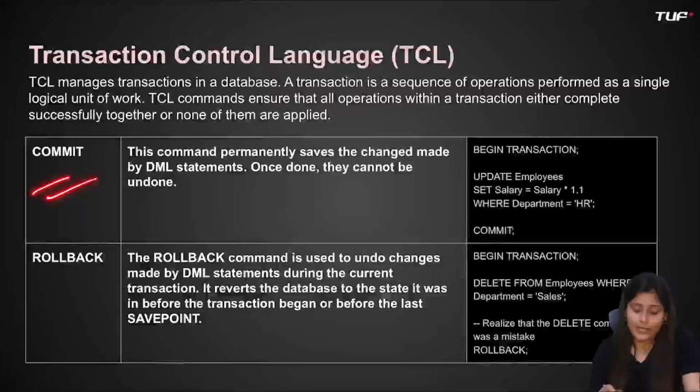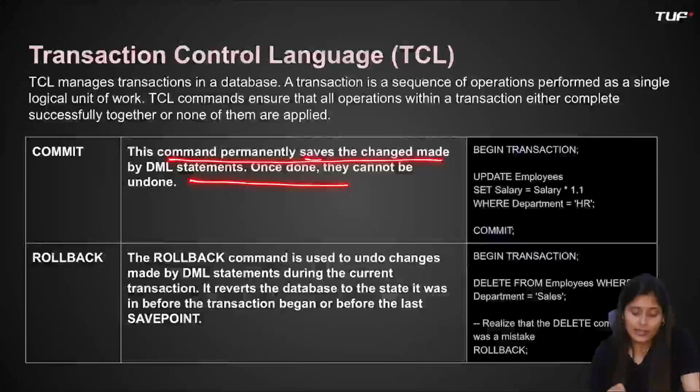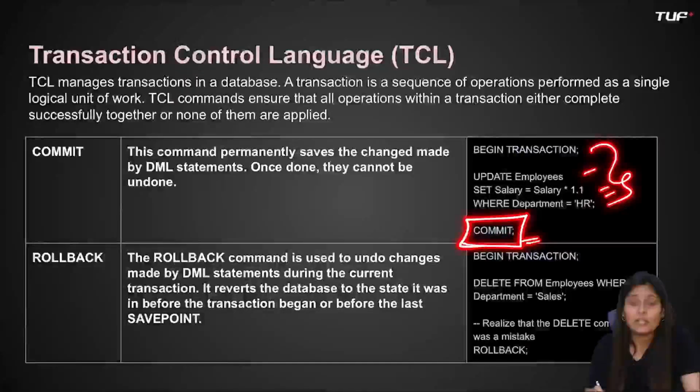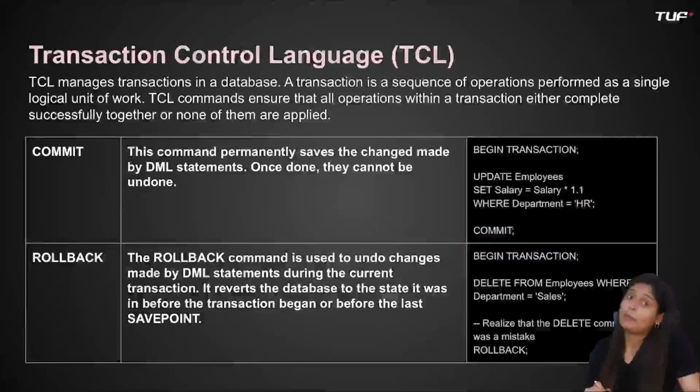First is commit. This command permanently saves a change made by DML commands, and once committed it cannot be undone. So let's suppose you have updated an employee salary. If you write the commit command, it means you are going to save the data permanently.